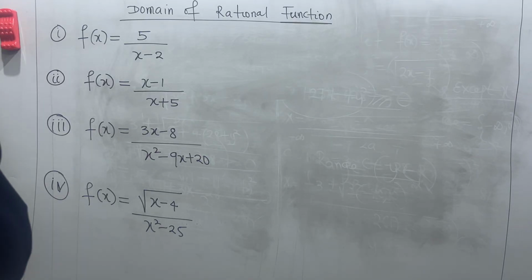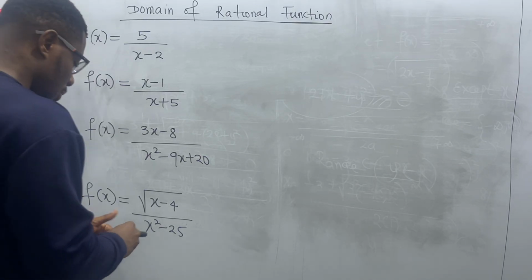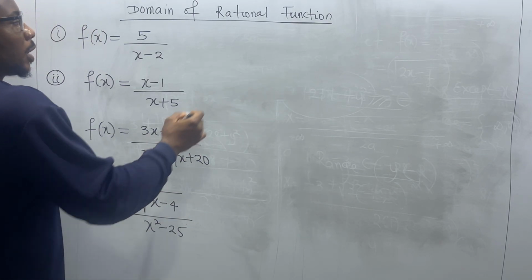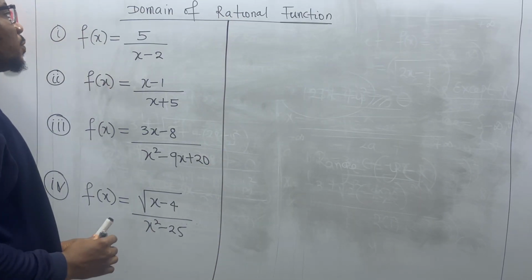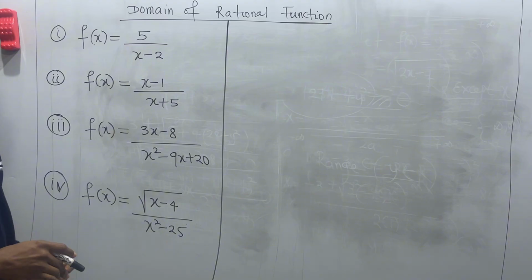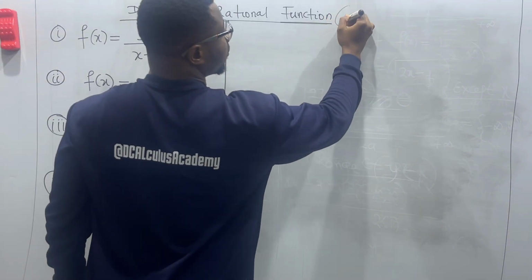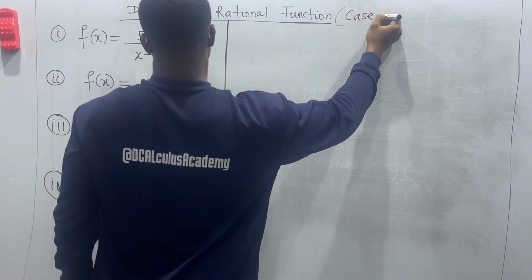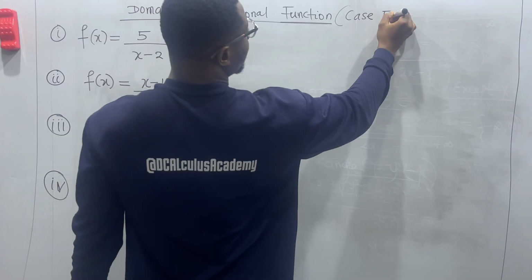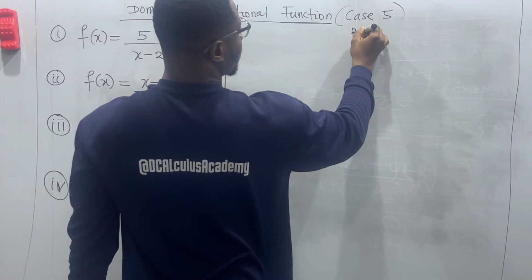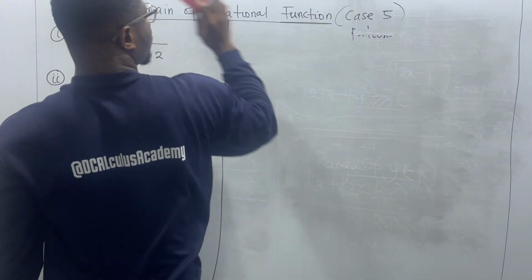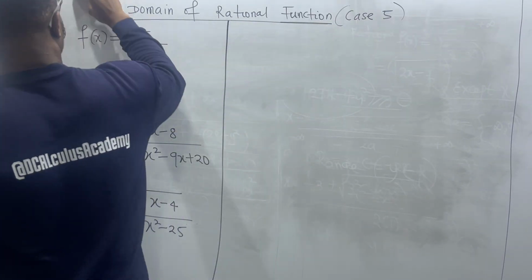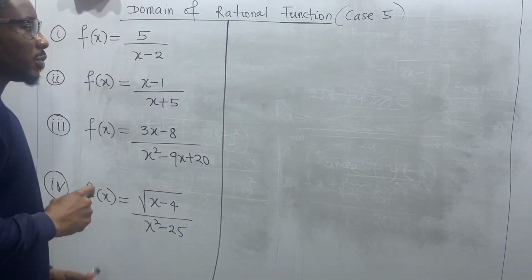At this point, we are going to learn how to find the domain of rational functions. This should be case 5. Domain of rational function. Case 5. Now let's take the first question here.